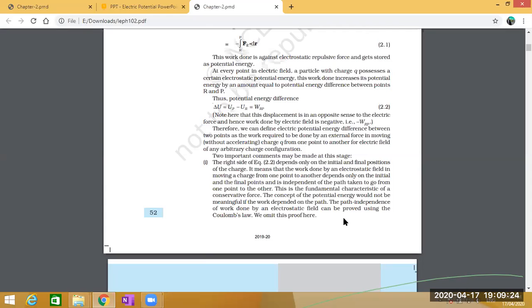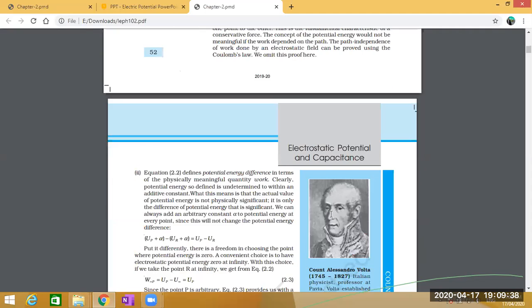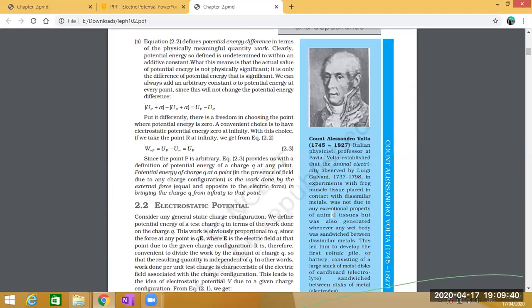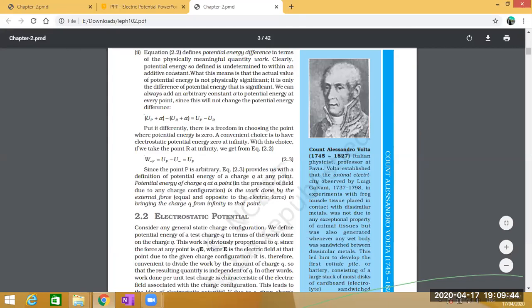The path independence of work done by electrostatic field can be proved using Coulomb's law. Here we don't need to discuss. So now check out this activity, this para you have to go through. I don't need to discuss it here, but you can ask me questions on that.